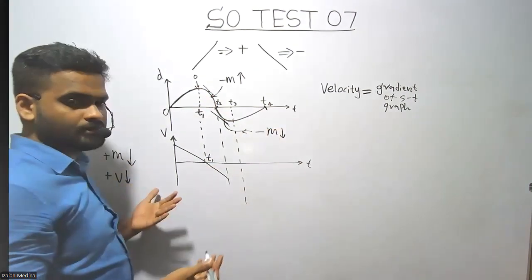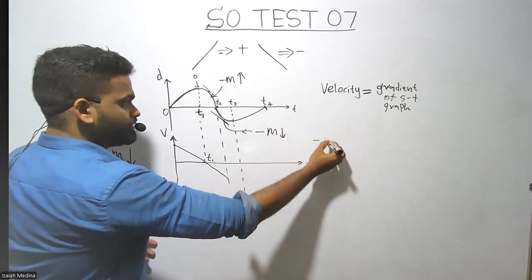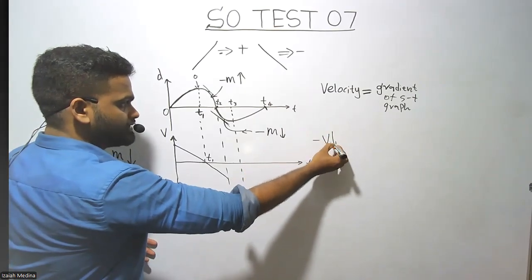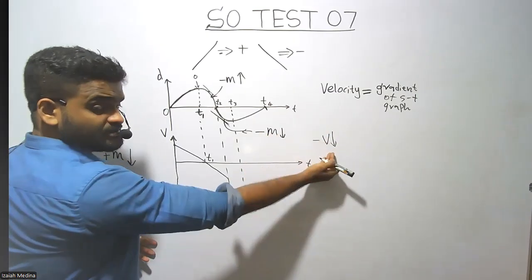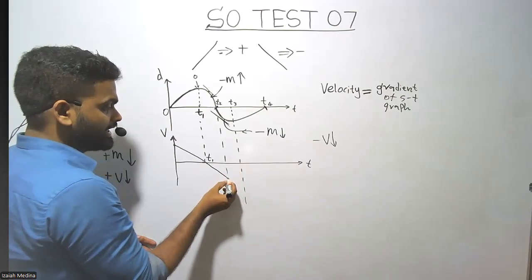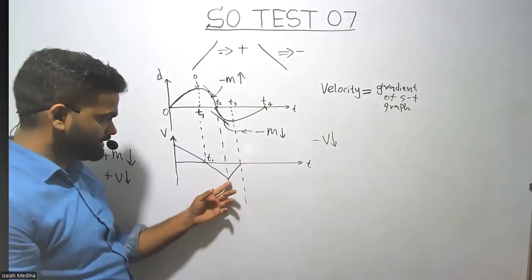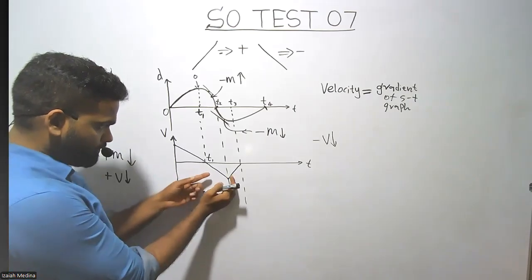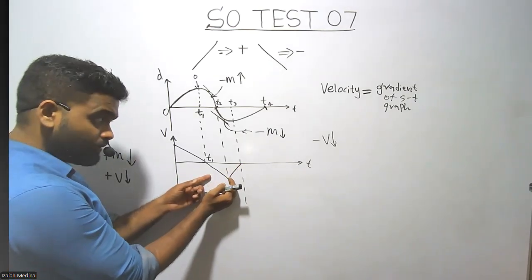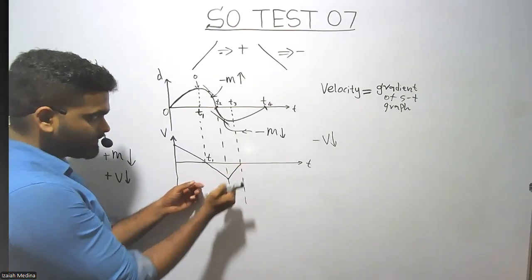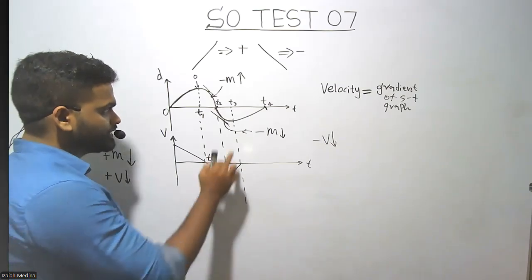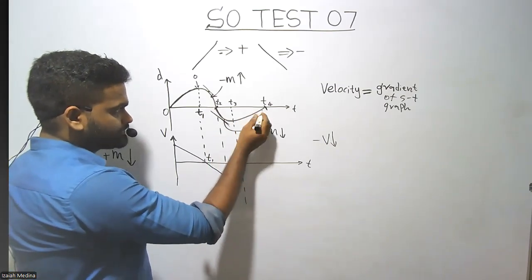So what should happen to the velocity? Negative velocity, and you have a decreasing velocity. Same thing happens to the velocity, right? Negative velocity, and it is decreasing like this. See that? The magnitude is decreasing, negative values are decreasing. Okay, then next this part.